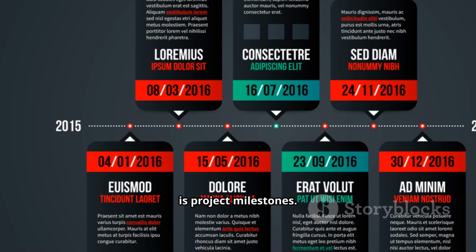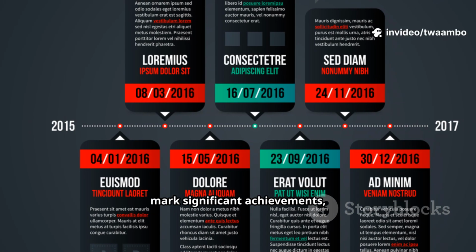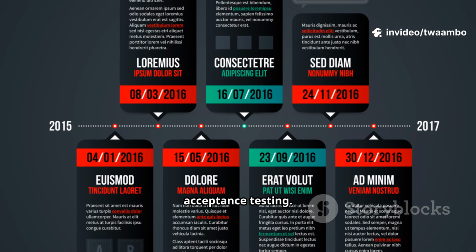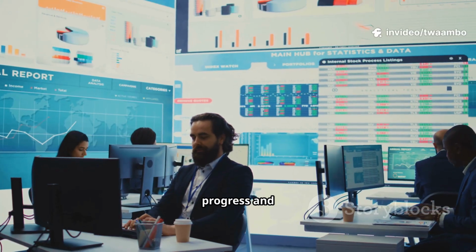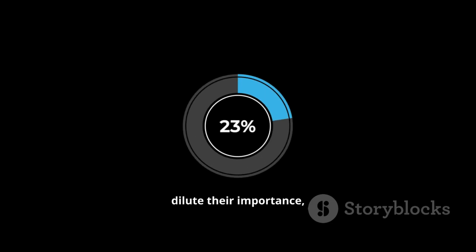Another key concept is project milestones. Milestones are control points that mark significant achievements, such as completing specifications or acceptance testing. They help track progress and reassure both managers and customers. Too many milestones dilute their importance, while too few reduce control.